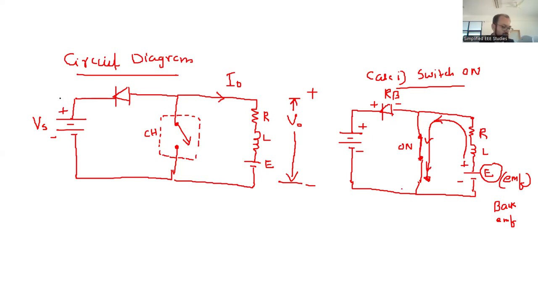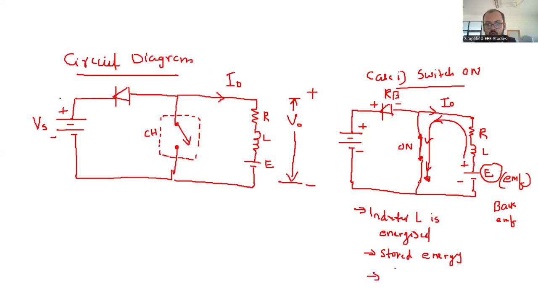So in this regard, what is going to happen? Inductor L is getting energized, so of course energy is getting stored. Also, the direction of the load current is in this fashion, I naught. But the inductor current will be in the opposite direction. So we can write I naught is equal to minus IL, because both current directions are opposite. This is exactly what happens when the switch is on.